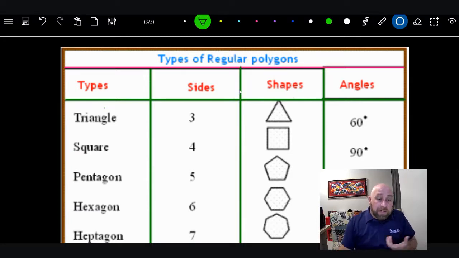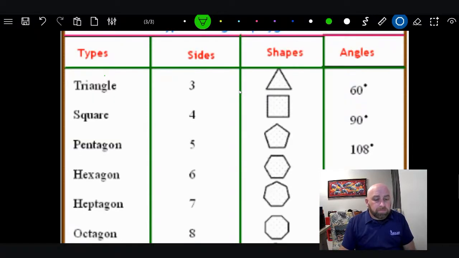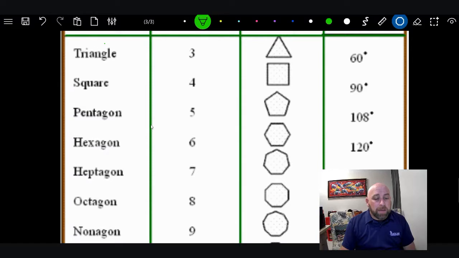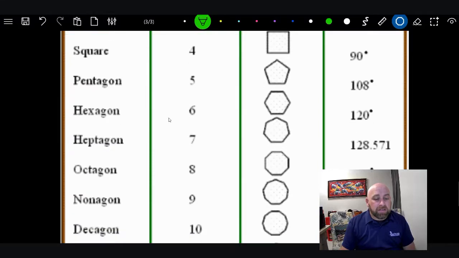But the triangle has 3 sides. We've been working with that a lot. The square. The pentagon has 5 sides. The hexagon has 6 sides. The heptagon has 7 sides. The octagon has 8 sides. And that's really about the end of where you would typically talk about shapes by their size.